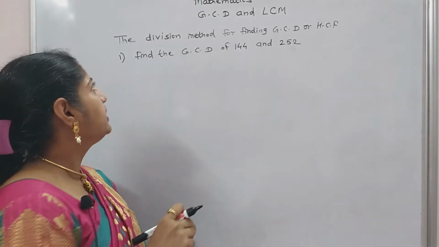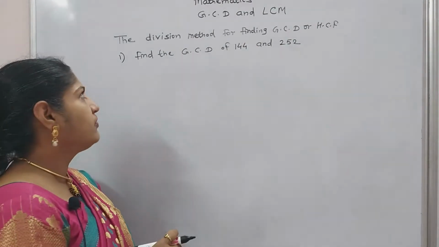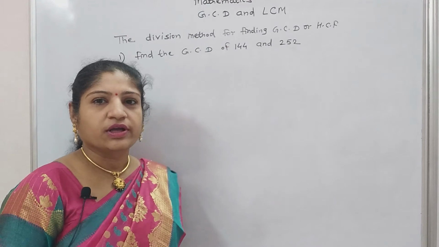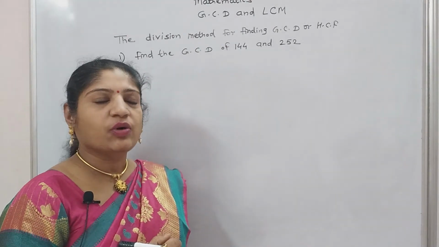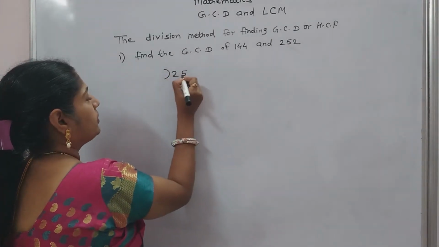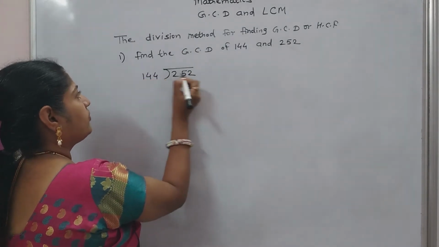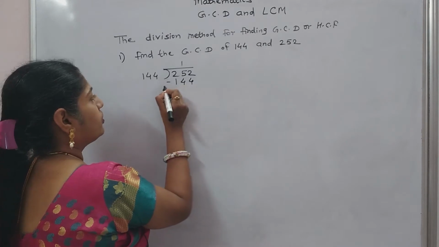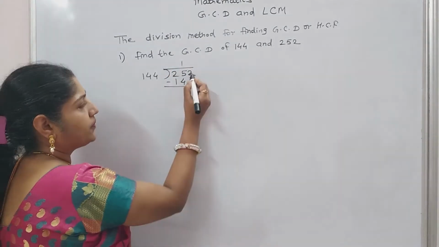Another method is the division method for finding the GCD or HCF. Find the GCD of 144 and 252. Step number 1: divide the bigger number by the smaller number. The bigger number is 252. 252 is divided by 144. 144 ones are 144, 144 twos are 288, that is bigger, so I take the quotient 1.